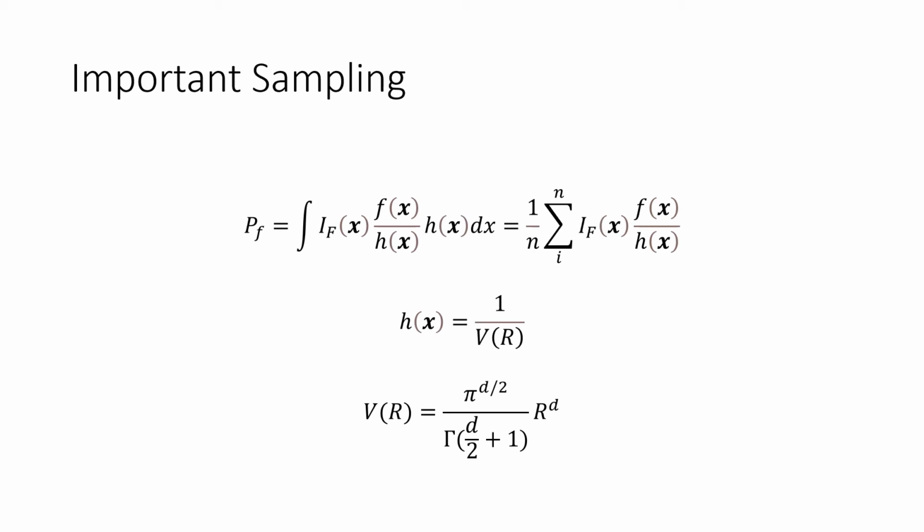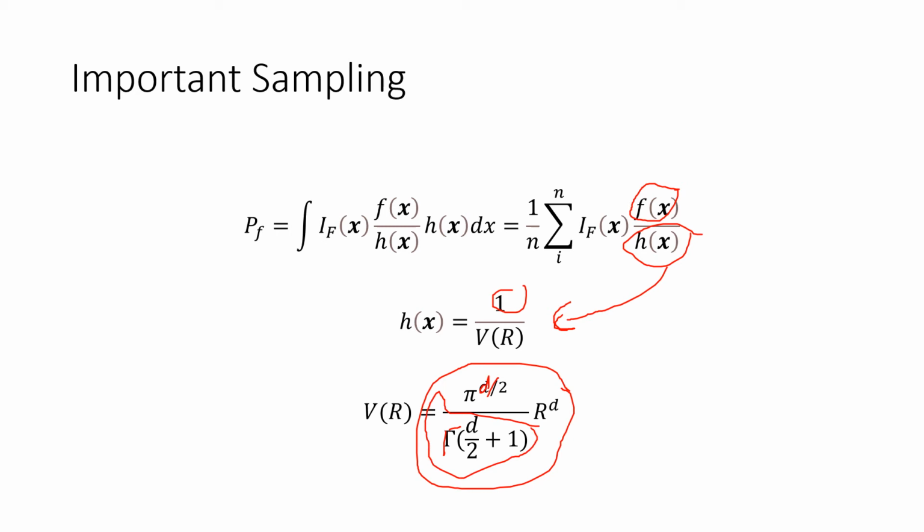So we have the probability of failure here. The importance sampling requires the original PDF and the proposal PDF. The proposal PDF will be the hypersphere sampling, which is defined by 1 over the volume of the hypersphere, which is calculated here using the hypersphere formula, which is pi to the power of the dimension divided by 2, and using the gamma function to calculate the constants of the volume.